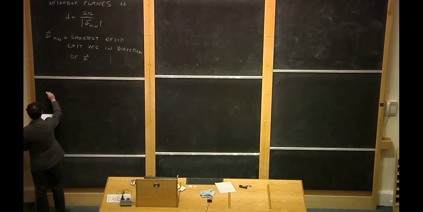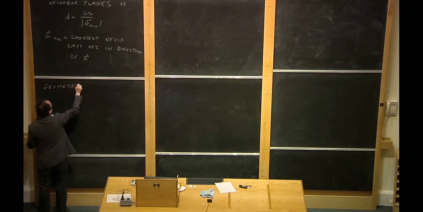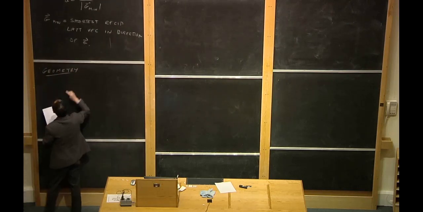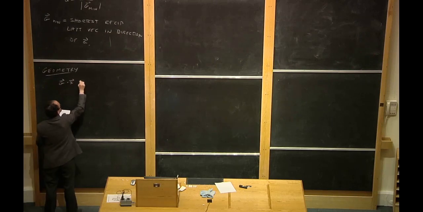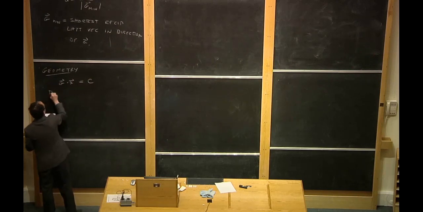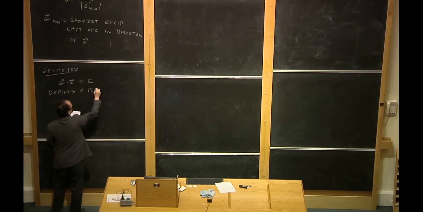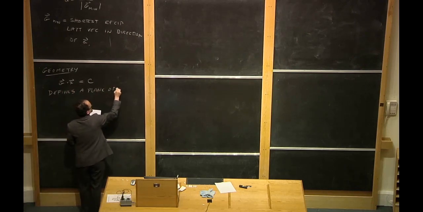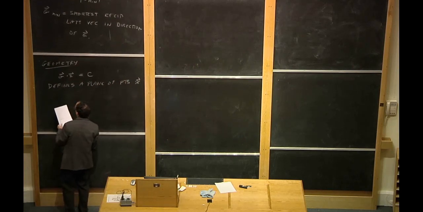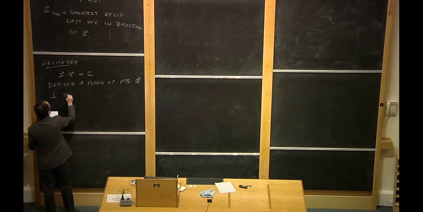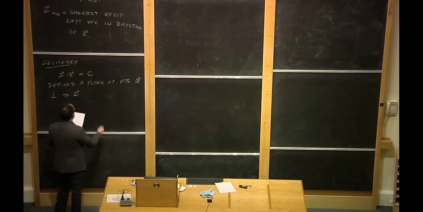So this is just a proof by geometry, a little bit of geometry that you probably remember. First of all, let's define a plane. Pick our vector G. G dot point x equals a constant c defines a plane of points x perpendicular to G.